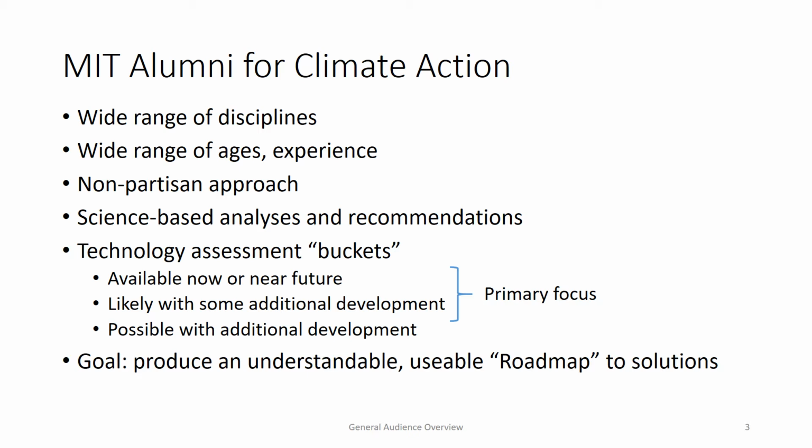The technology assessment, I've arbitrarily put in 3 buckets. We never formally did this, but if you read the document, it's what's available now or in the very near future, what likely technology will be available with some additional, reasonable development. And then there's also this other bucket of possible, but it needs additional and probably significant development. But the goal of all this was to put together an understandable, usable roadmap to solutions to climate change.